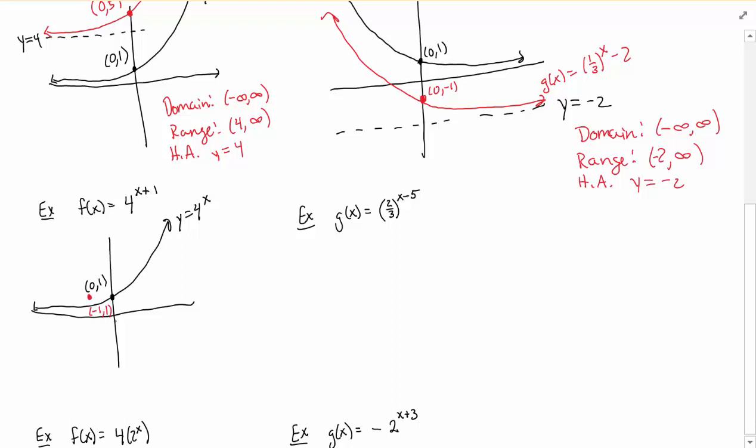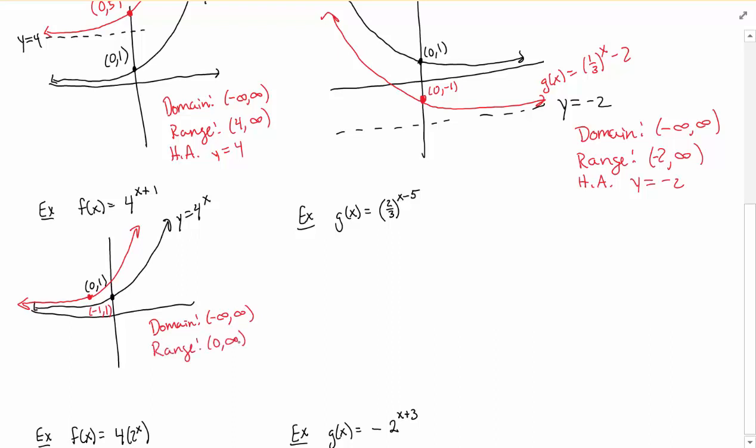My horizontal asymptote is still y is equal to 0 because I didn't move up or down at all. It'll just take a little longer to get closer to it. So it looks something like this, but it will still get really, really close to that x-axis. Its domain is still all real numbers. It exists everywhere to the left, everywhere to the right. Its range is still open 0 off to infinity.